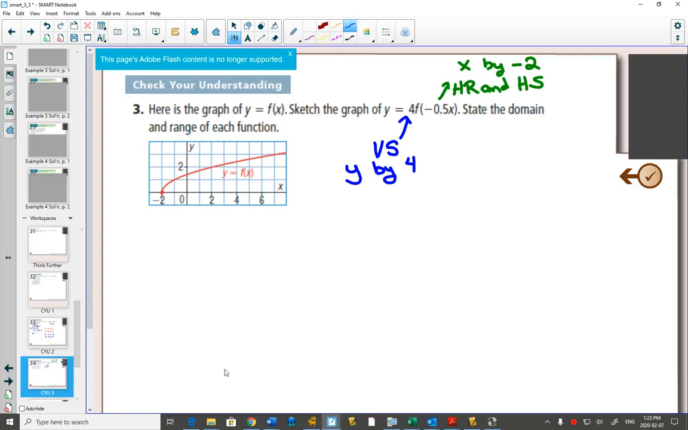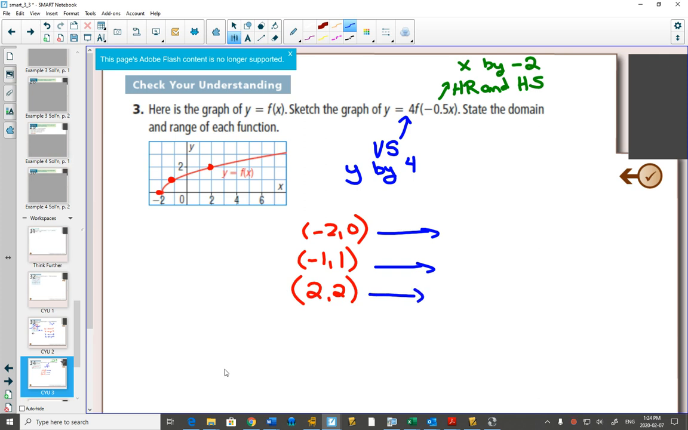And once you start to get to these ones that have more than one thing, it's not just easy to do it on the graph. So the strategy that I've showed you before that we're going to use here is we're going to label some points on the original one. So we have negative 2, 0. I have negative 1, 1. Maybe I'll do one more point, 2, 2.